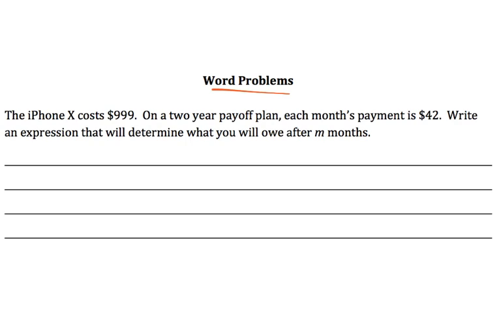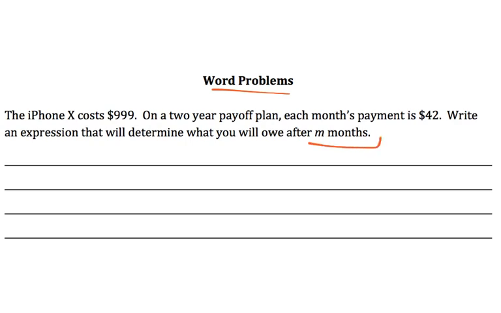So we got the iPhone X costing $999. On a 2-year payoff plan, each month's payment is $42. Now maybe you're like, oh shoot, I'm going to figure out how much it costs. Just hang tight, because they don't want us to figure out anything right now. The problem says write an expression that will determine what you will owe after M months.